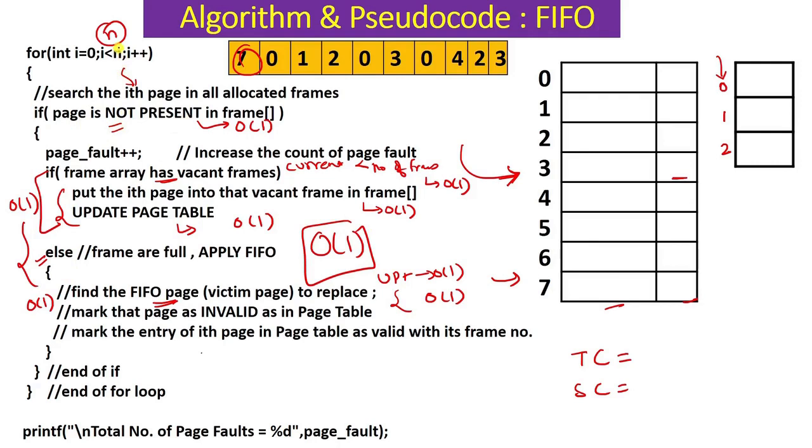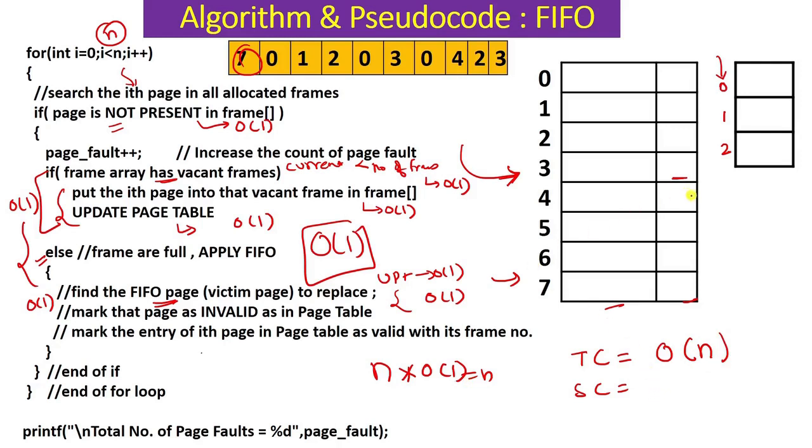So if you see, we come here n times, and each time we do an operation of O(1) time. So basically the complexity will be O(n), order of n.